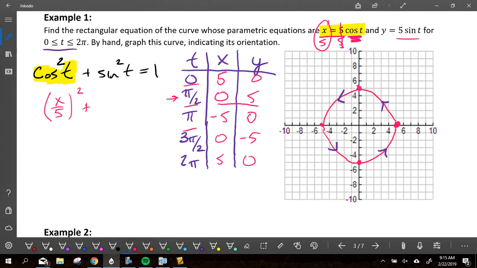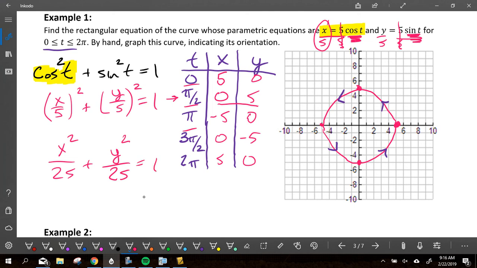Plus, we're plugging in for sine. What do you think I'm going to plug in for sine? Y over 5, because I'm going to divide both sides by 5 over here. That cancels. Sine of t is equal to y over 5. So it's y over 5 squared equals 1. I'm going to square it. X squared over 5 squared is 25, plus y squared over 5 squared is 25, all equal to 1.